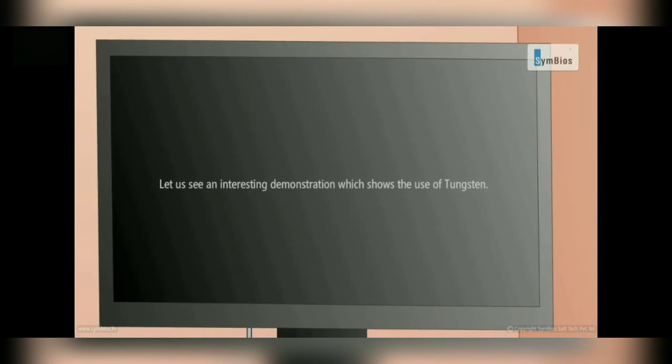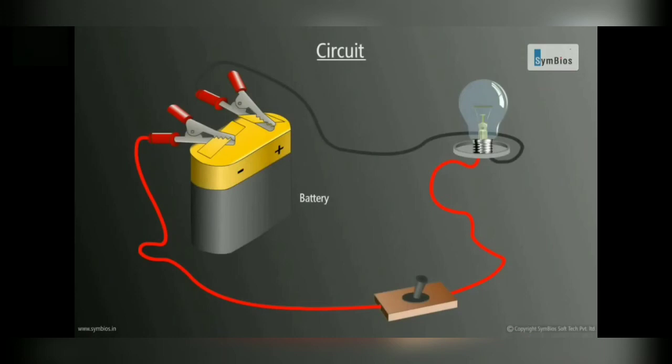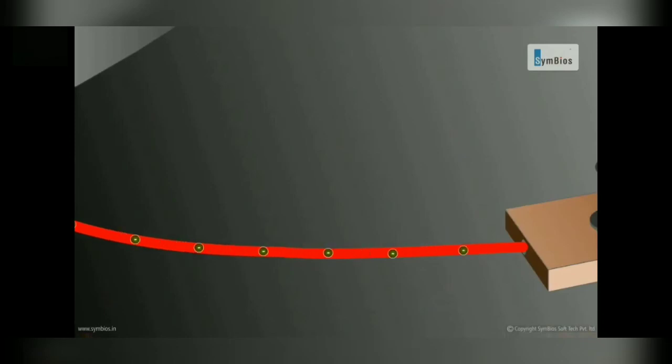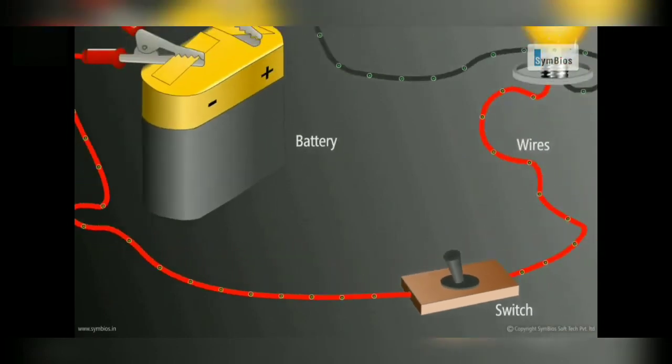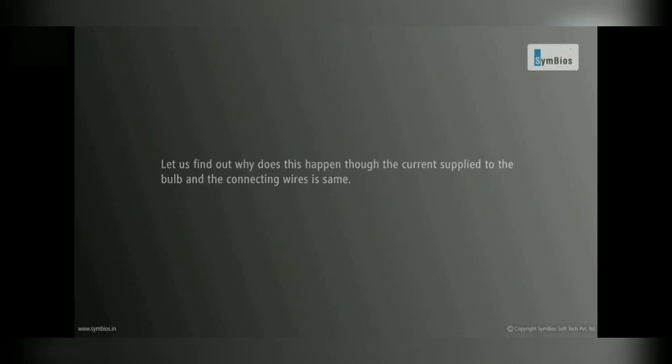Let us see an interesting demonstration which shows the use of tungsten, a heating element in our daily life. Take a circuit with a battery, a bulb, and wires connected in a loop. When the current is passed through the metallic wires to reach the bulb, the filament of the bulb gets highly heated and emits light. But the wires get a little warm, and we do not see any light from the wires. Let us find out why this happens, though the current supplied to the bulb and the connecting wires is the same.